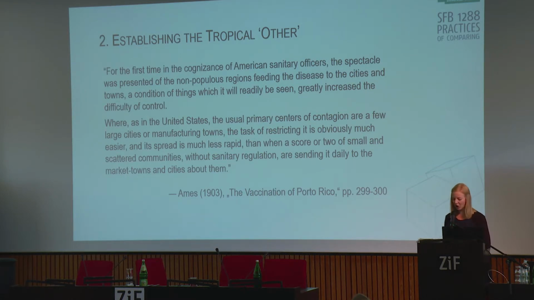For the first time in the cognizance of American sanitary officers, the spectacle was presented of the non-populous regions feeding the disease to the cities and towns. A condition of things which, it will readily be seen, greatly increased the difficulty of control, where, as in the United States, the usual primary centers of the contagion are a few large cities or manufacturing towns, the task of restricting it is obviously much easier, and its spread is much less rapid than when a score or two of small and scattered communities without sanitary regulation are sending it daily to the market towns and cities about them.